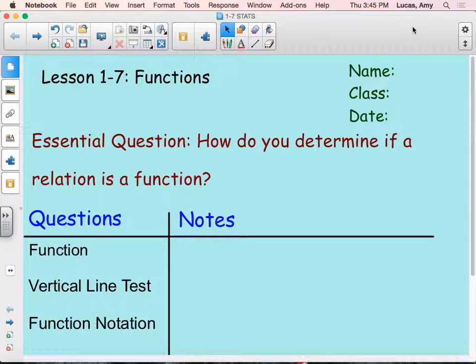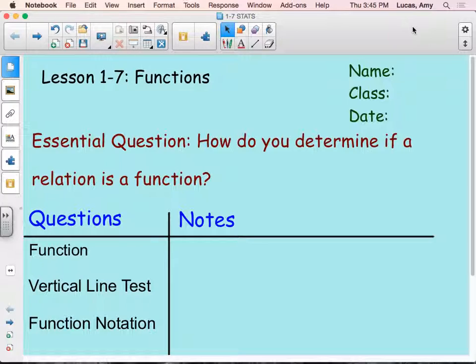Lesson 1-7, Functions. Our essential question is, how do you determine if a relation is a function? In lesson 1-6, we talked about what a relation is, and we said that a relation was a set of ordered pairs. Now, if that set of ordered pairs is a function, then there's a special relationship between the domain and range that has to be true.